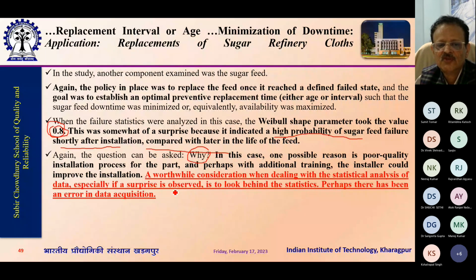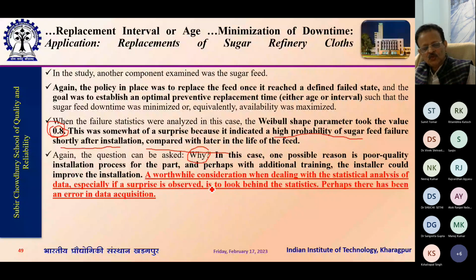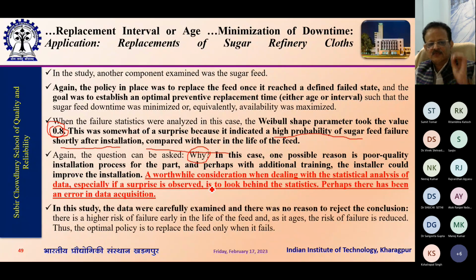So a worthwhile consideration when dealing with the statistical analysis of data: if you observe certain surprises, then one has to look behind the statistics, the calculations part, the data taken part, right? Everything we further looked into. So in this case study, the data was examined and one finds that there was no reason to reject the conclusion that there is a high risk of failure early in the life of the feed, and as it ages the risk of failure is reduced. So again it is falling in the first zone, so it should be replaced only on failure, run to failure criteria.